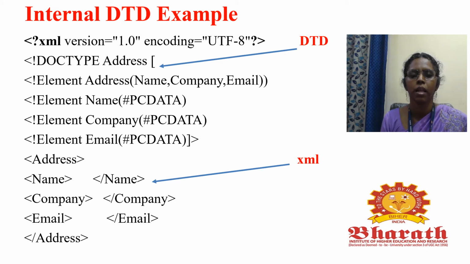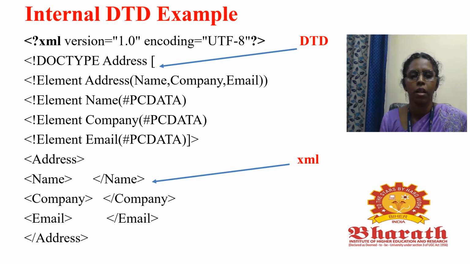So the name, company, email, what is the type? #PCDATA, parsable character data. That specifies the valid string text. So company is also a parsable character data, also a valid text string. Similarly, email. So name, company, email, all these belong to the string or text type. So address consists of name, company, email.